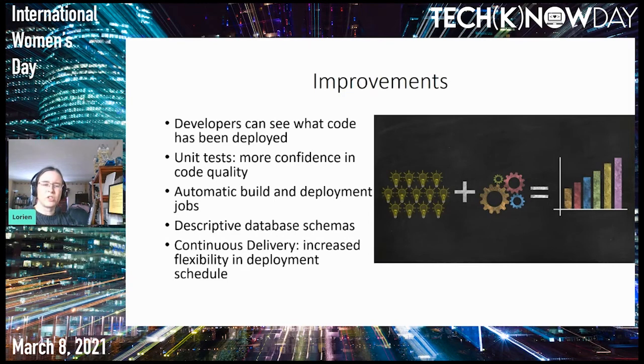So we were well positioned to move to a continuous delivery model, which gave us a lot more flexibility in our deployment schedule. This is really useful when things aren't happening according to a strict schedule, for example, a one-off holiday, or people are going on vacation. Now we could move our deployment dates around those instead of having to fight with the calendar.